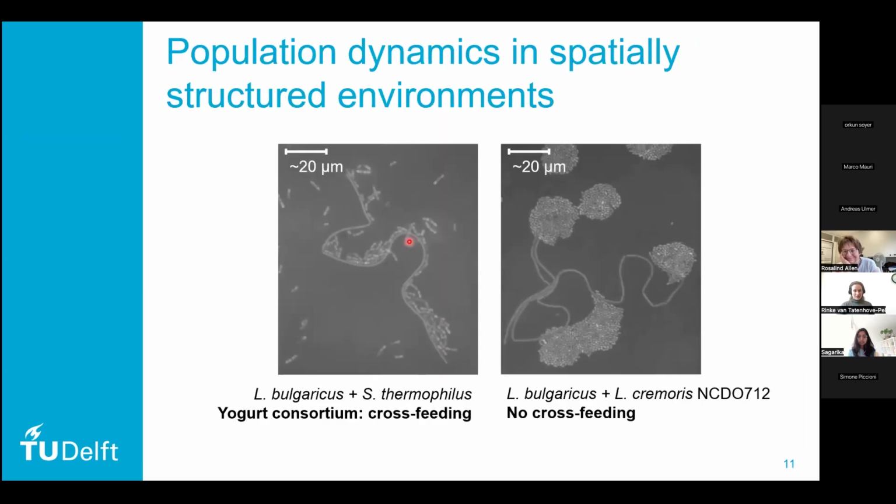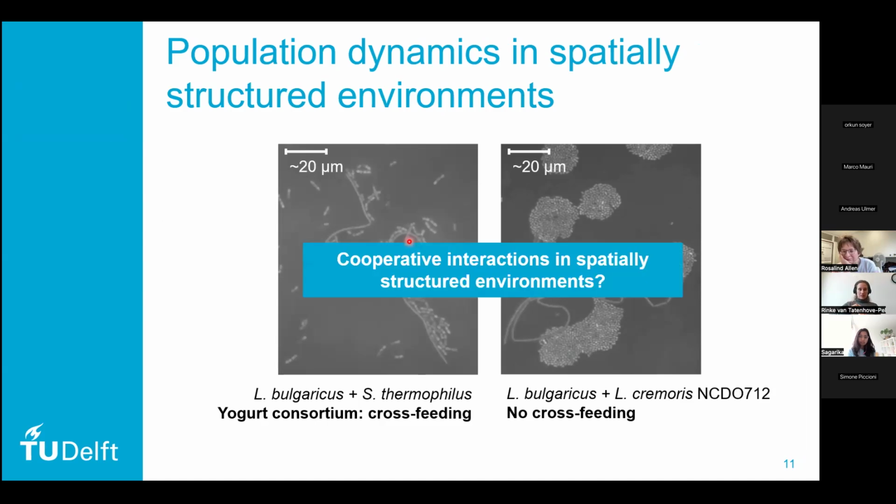All right. So this first example showed that population dynamics are different if you are growing in a structured environment compared to when you are in a non-structured environment. So certain phenotypes are beneficial in a non-structured environment, and other phenotypes might be beneficial in a structured environment.